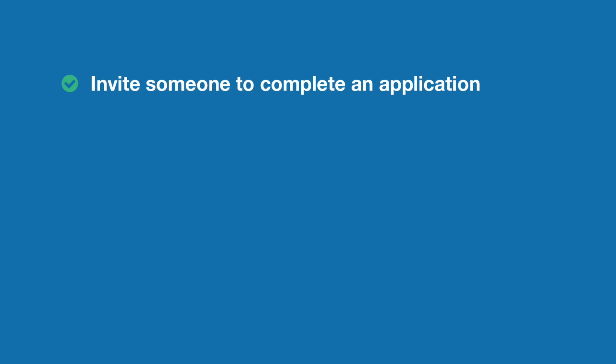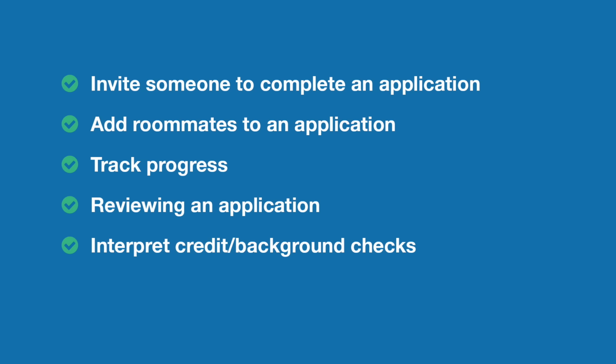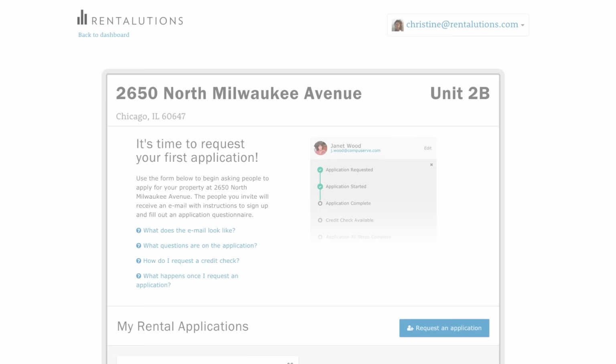We'll go over how to invite someone to complete an application, how to add roommates to an application, how to track progress for people you invite to apply, reviewing an application and landlord references, how to view and interpret credit and background information, and how to choose a tenant to lease your property. Rentolutions has made these activities very simple and time-saving for do-it-yourself landlords, as you'll see in this video. Let's go ahead and get started.